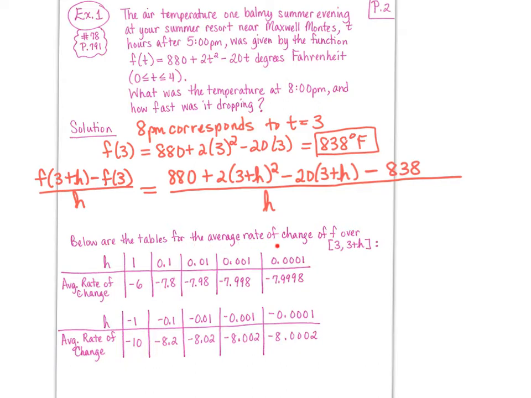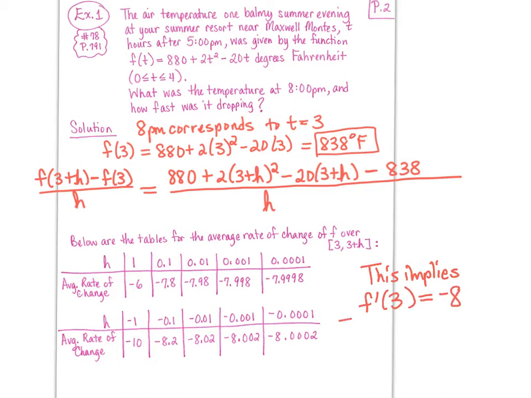Now, here are the tables for the average rate of change of your function f over this closed interval 3 to 3 plus H. So here we have H. Notice that in order for us to figure out how fast it was dropping, we're asked to figure out the instantaneous rate of change. Does that make sense? So whenever you look at the values here, notice that the values are getting closer and closer to 0 because that's what we're evaluating. As H gets closer and closer to 0 on either side, what are the values getting closer and closer to? -8, very good. This means that f prime of 3 is equal to -8.